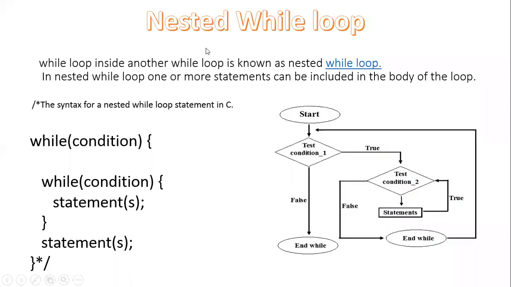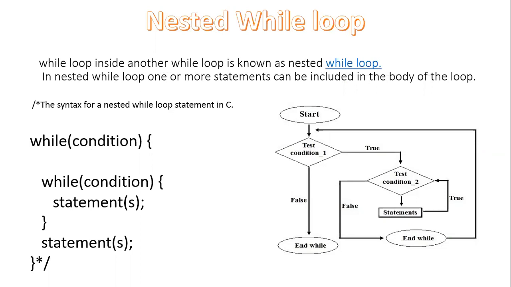Hi students, today we will discuss nested while loops. The definition of a nested while loop is a while loop inside another while loop. What it means is, when you create a while loop, inside that while loop you create one more while loop for any condition. This we call nesting.